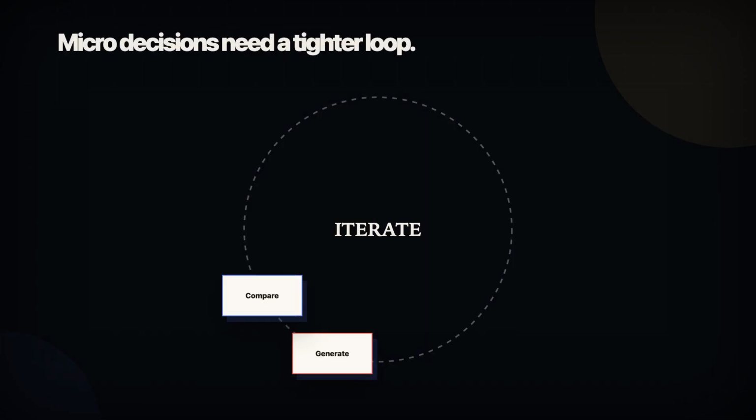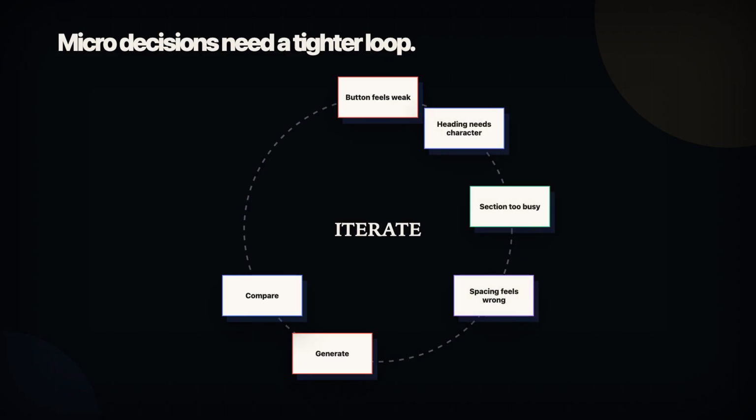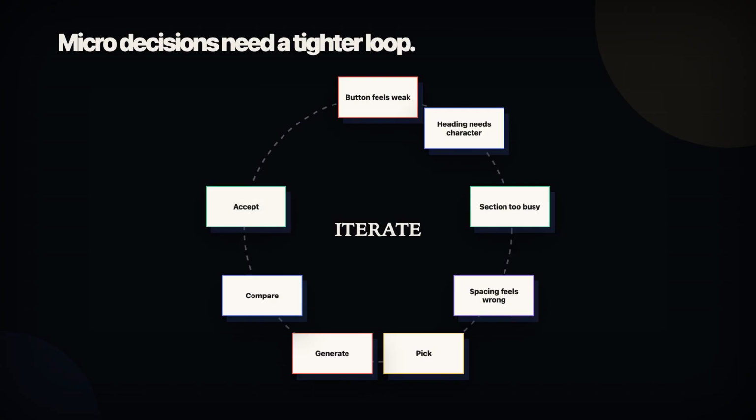But micro decisions are different. This button feels weak. This heading needs more character. This section is too busy. The spacing here feels wrong. Those tiny visual judgments are where repeatedly jumping between your browser and terminal becomes annoying. Live mode gives you a much tighter iteration loop. Pick, generate, compare, accept, continue. And for design work, iteration speed matters almost as much as generation quality.